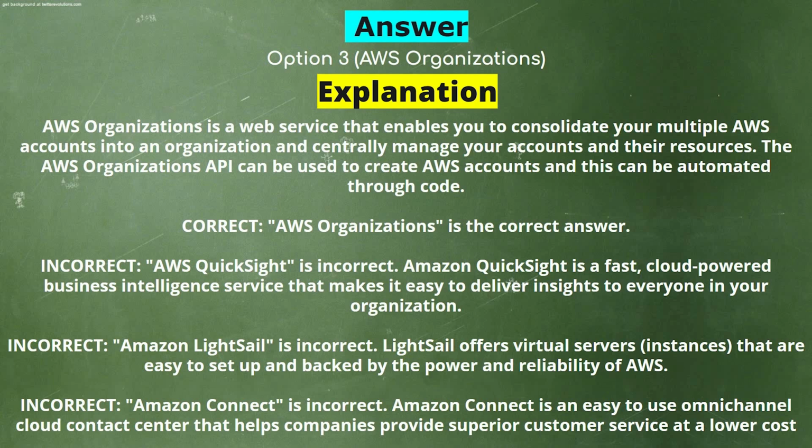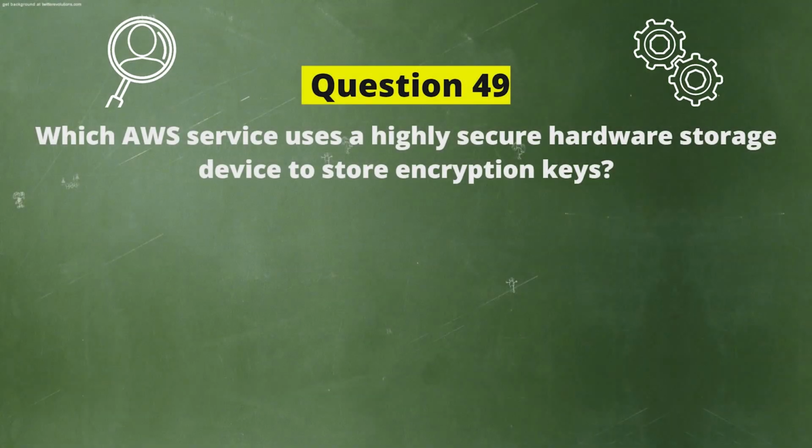AWS QuickSight is incorrect. Amazon QuickSight is a fast, cloud-powered business intelligence service that makes it easy to deliver insights to everyone in your organization. Amazon Lightsail is incorrect. Lightsail offers virtual server instances that are easy to set up and backed up by the power and reliability of AWS. Amazon Connect is incorrect. Amazon Connect is an easy-to-use omni-channel cloud contact center that helps companies provide superior customer service at a lower cost.